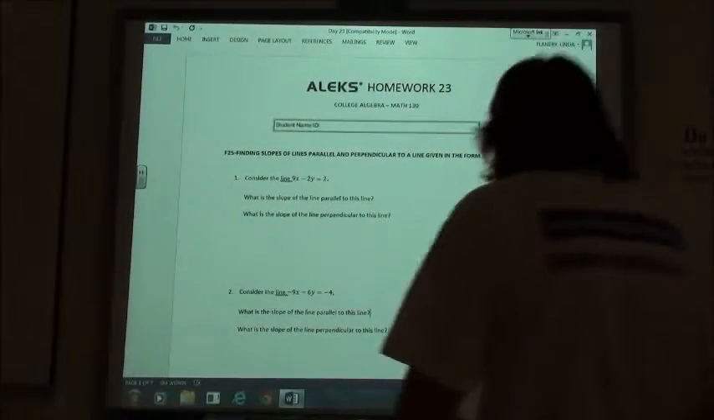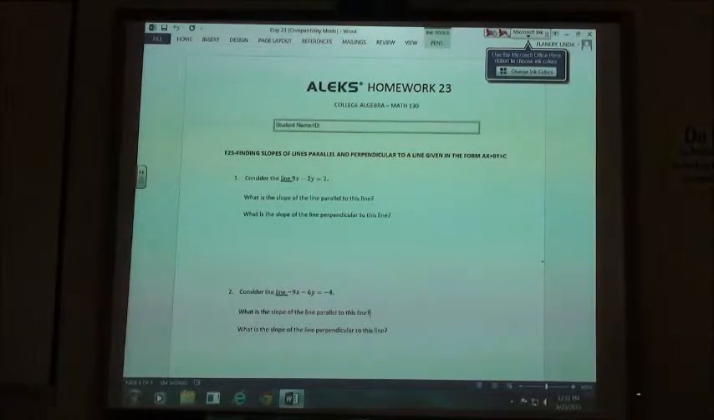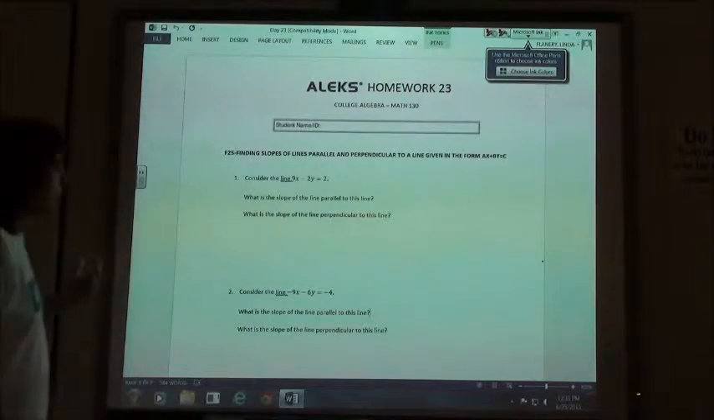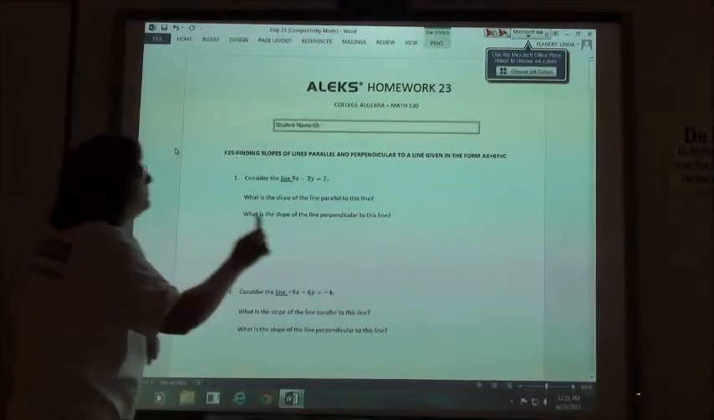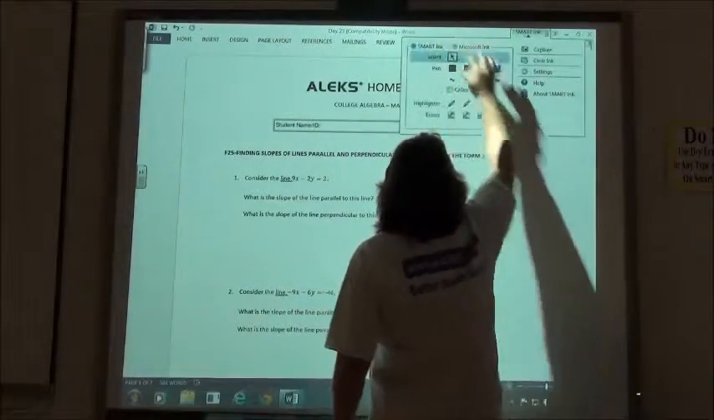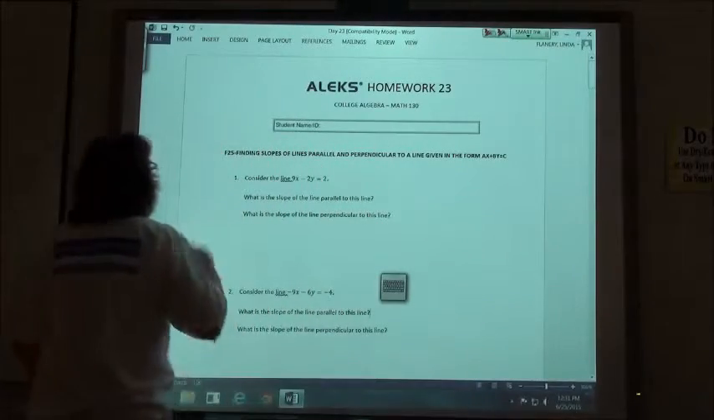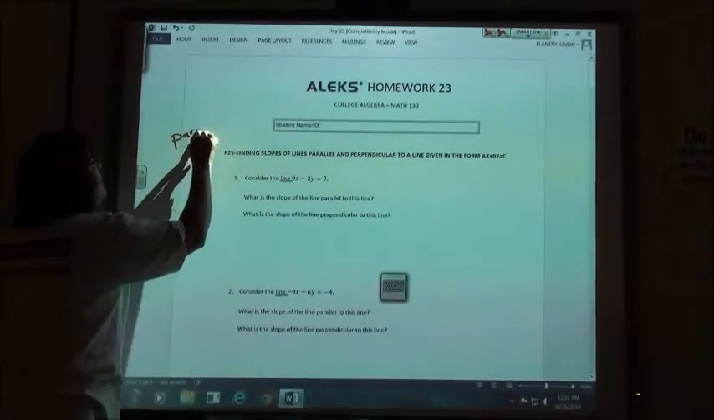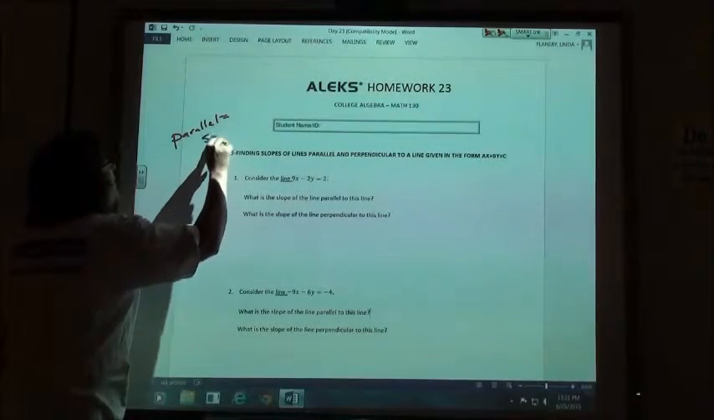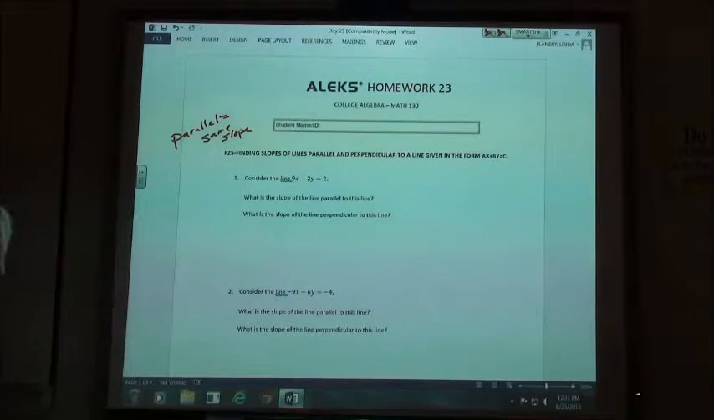So homework 23 starts off with finding the slopes of the lines parallel and perpendicular to a line given in the form ax plus by equals c. If my lines are parallel, they should have the same slope. Right, that would make sense. If they're parallel lines, the slants of the lines would have to be the same.